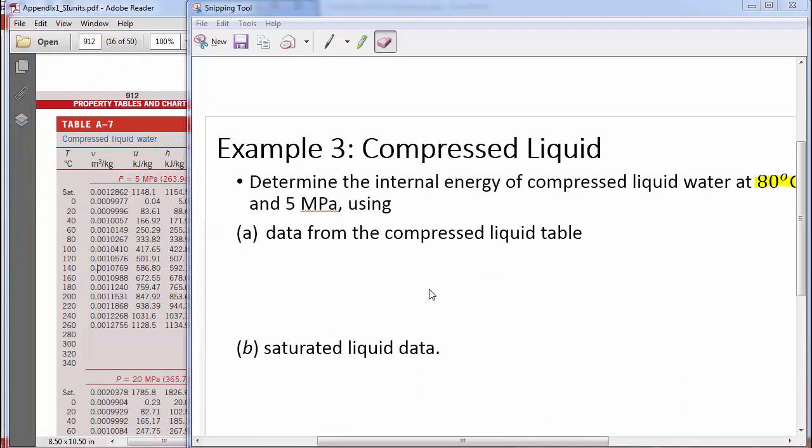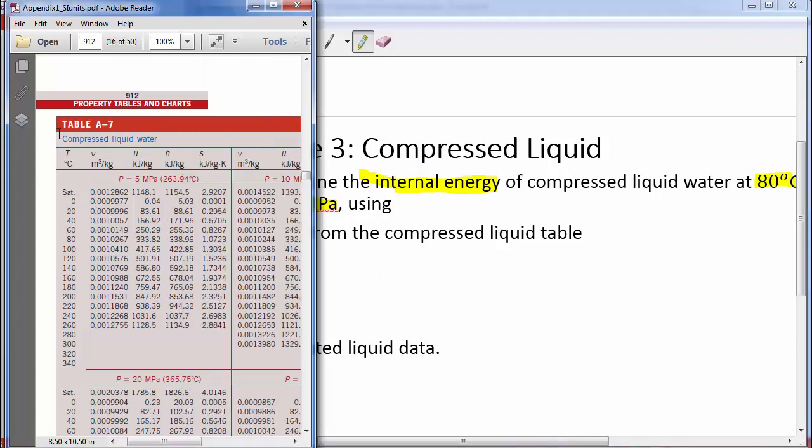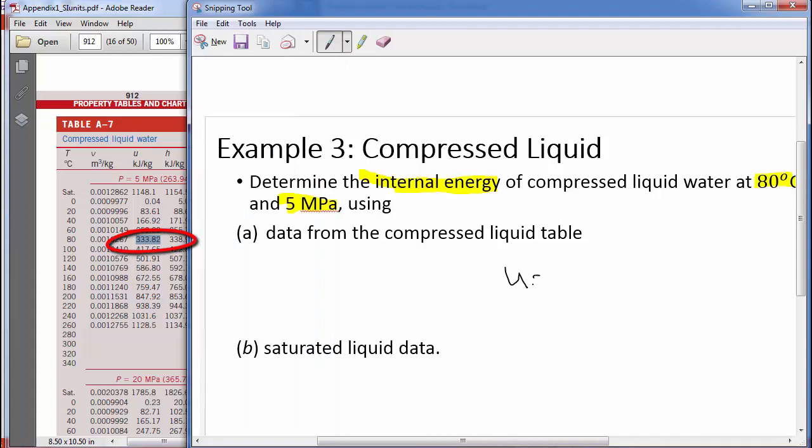Now let us proceed to example 3. In this case, the state of your substance is assumed to be a compressed liquid. So let's define the state first. You are given the water at such temperature and such pressure, and looking for the internal energy. Because the state is given as compressed liquid, you can directly go to table A7. For compressed liquid water, you need to go to table A7, looking at this pressure and this temperature. So you can directly get your internal energy equal to 333.82. So let's write it down. 333.82.